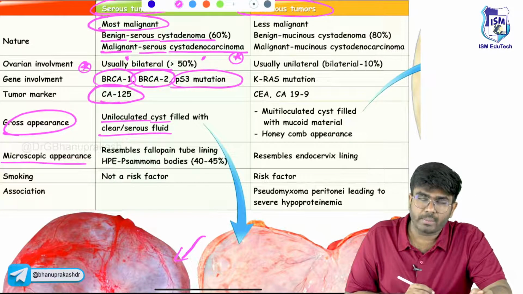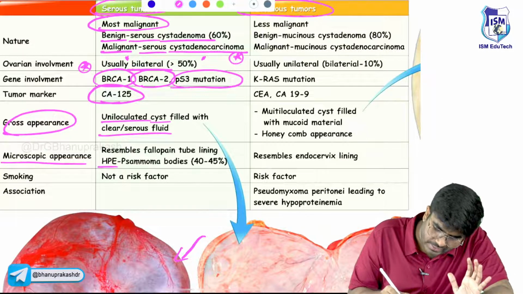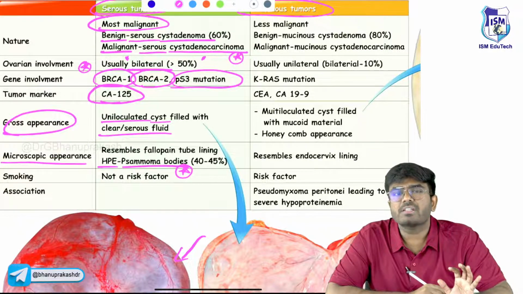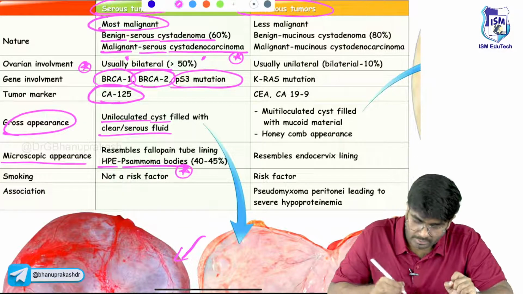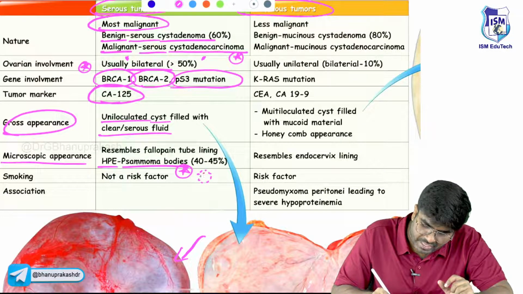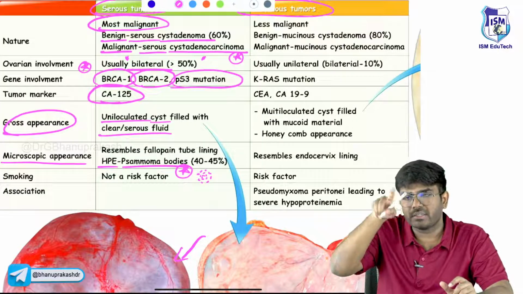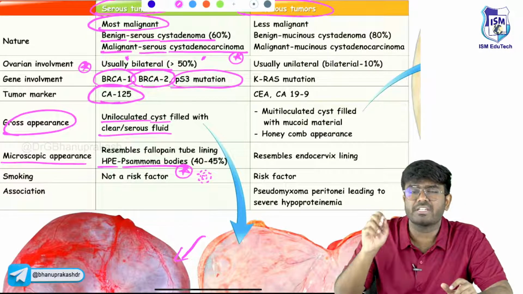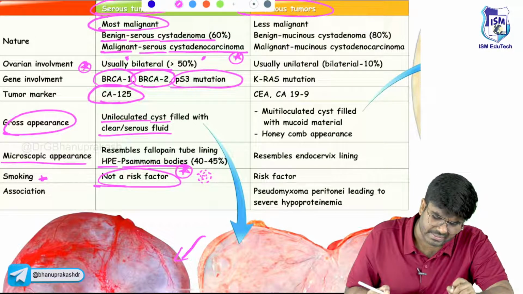Sir, microscopic appearance: in serous cystadenomas and cystadenocarcinomas, what you will see is psammoma bodies. Okay, psammoma bodies, very, very important. What are psammoma bodies? They are nothing but dystrophic calcium deposition around the tumor cells. Calcium is coming and depositing in a lamellated pattern. If calcium gets deposited in a lamellated pattern, that dystrophic calcification is called psammoma bodies.